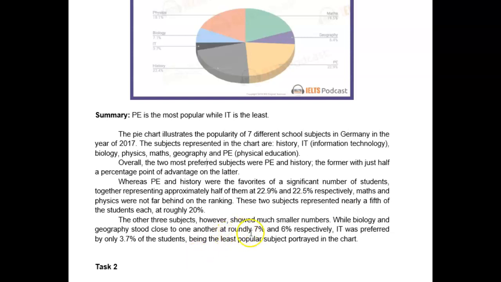This is odd. We don't say roundly. We say at approximately or nearly or something like that. IT was preferred by only 3.7% of the students, being the least popular subject portrayed in the chart. Okay. Here's the good news. The good news is that your grammar was good.